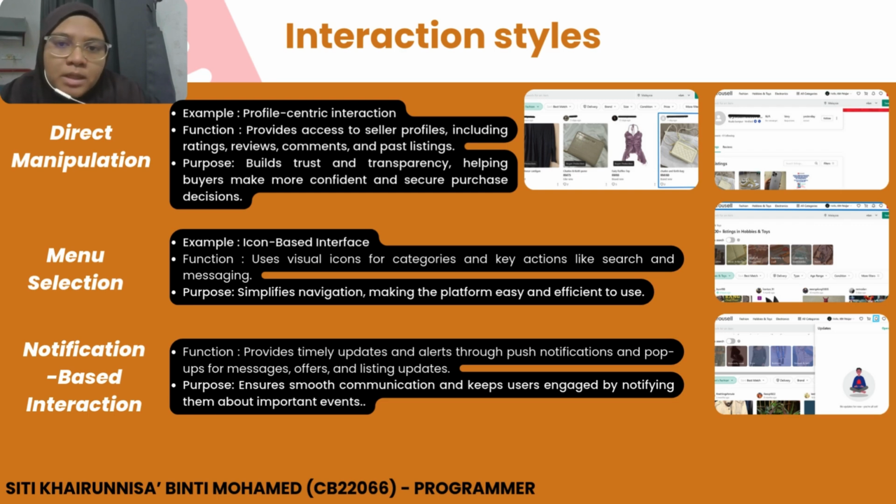The next one is menu selection. For menu selection, the example is an icon-based interface. The function is that we can use visual icons for categories and key actions like search and messaging. The next one is notification-based interaction. The function is to provide timely updates and alerts through push notifications and pop-up messages. The buyer can see offers and listing updates. The purpose is to ensure smooth communication and keep users engaged by notifying them about important events.